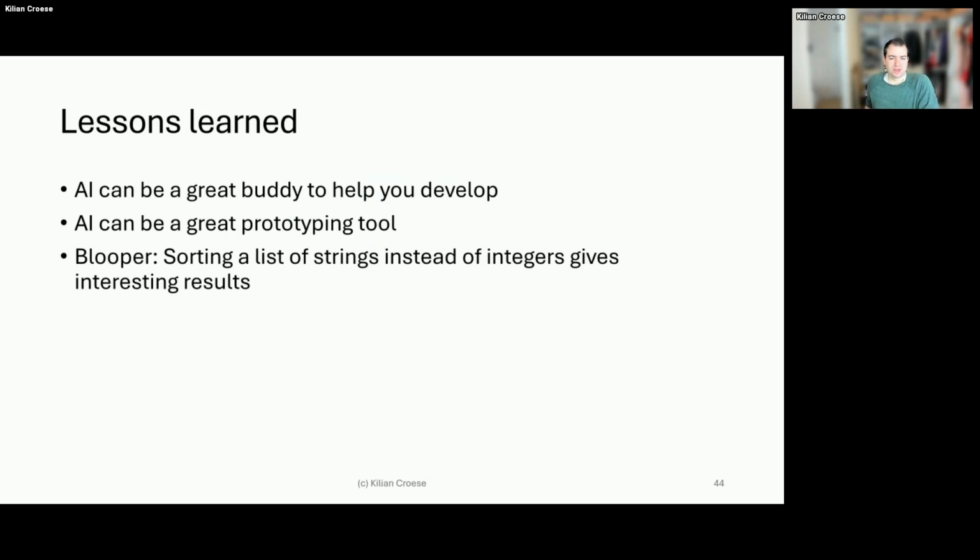I think some of the takeaways or lessons I've learned while doing this: AI can be a great buddy to help while developing. I used it to bounce ideas off, and to try to find the right naming for certain algorithms. I think it's also a great prototyping tool. For example, extracting that starting position, building that solution with an AI agent was much faster than building it from scratch with programming techniques.